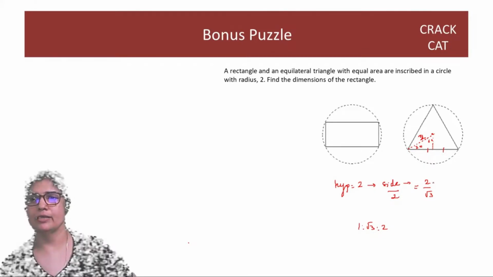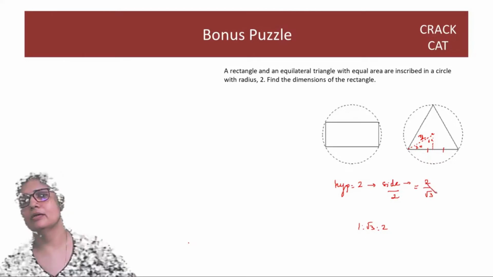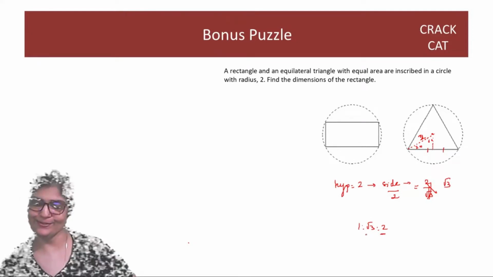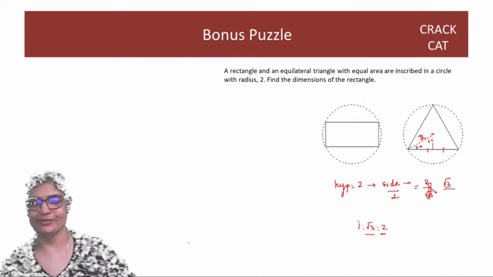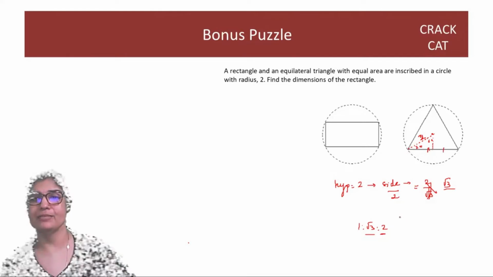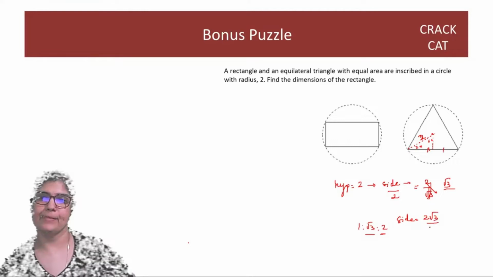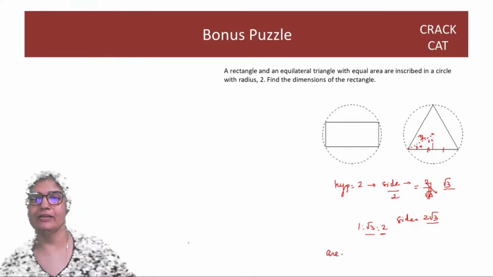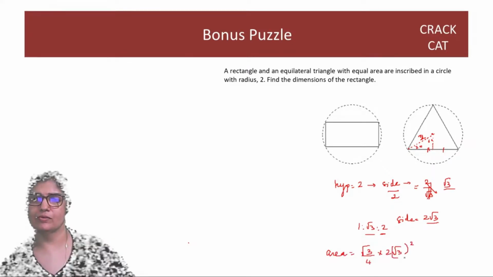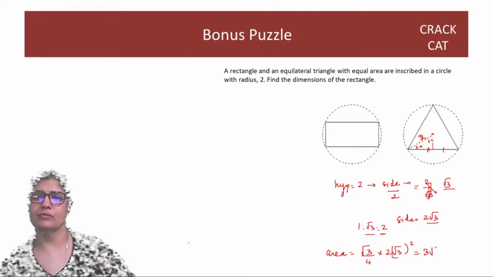Oh, sorry. So yeah, this is going to be root 3. The hypotenuse is 2, so the side opposite 60 will be root 3. Great. Now half of the side is root 3, which means the full side itself will be 2 root 3. And the area of this triangle will be root 3 by 4 into side square, so this is going to be 3 root 3.